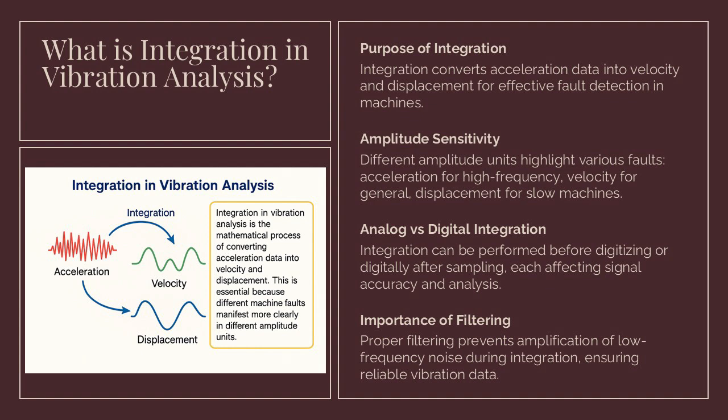This is essential because different machine faults manifest more clearly in different amplitude units. For example, acceleration is sensitive to high-frequency events such as bearing defects, velocity is widely used for general machine condition monitoring, and displacement is preferred for low-speed machinery where large movements occur.